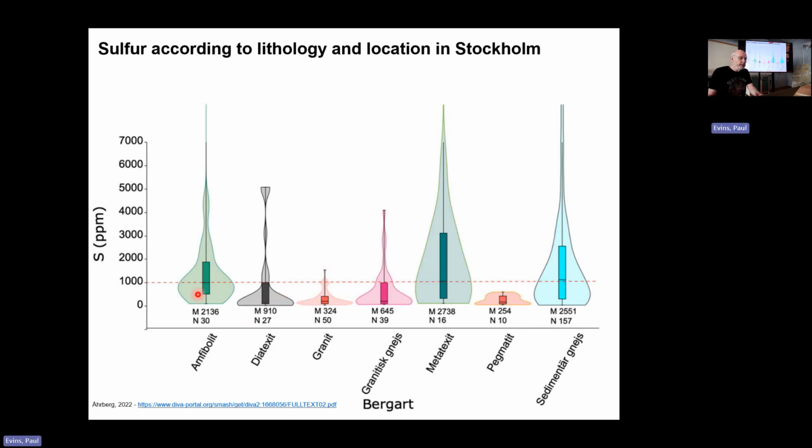To explain this kind of diagram a little bit better, the middle bar here is the median value, the top of the box is the 75th percentile, the bottom of the box, sorry, is the 25th percentile, and then the whiskers are the 95th and 5th percentiles.